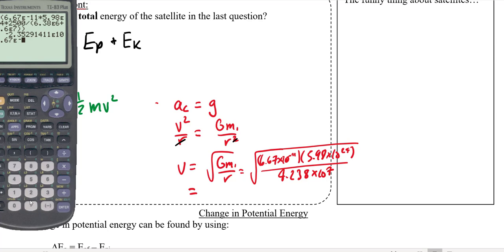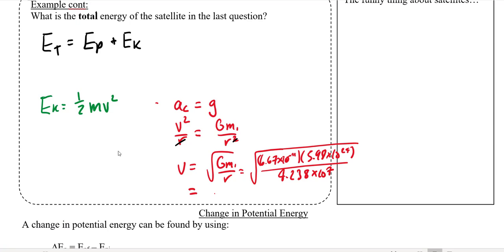6.67 times 10 to the negative 11 times 5.98 times 10 to the 24 divided by 4.23 times 10 to the 7, and get that answer. And of course, don't forget to take the square root. That's looking suspiciously close to the speed of light there, and I get 3070 meters per second.